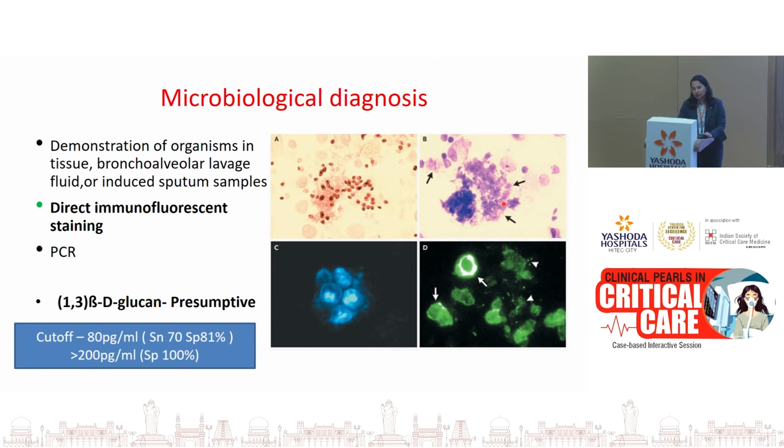We need to have a microbiological diagnosis of PCP. We need to go for the GMS staining, and we can see the PCP bodies, and also in these patients the 1,3-beta-D glucan is very high. So the 1,3-beta-D glucan can act as a surrogate marker for making a diagnosis of PCP if we have a high index of suspicion. And the cutoff level is more than 200 picograms per ml. The specificity is about 100%.